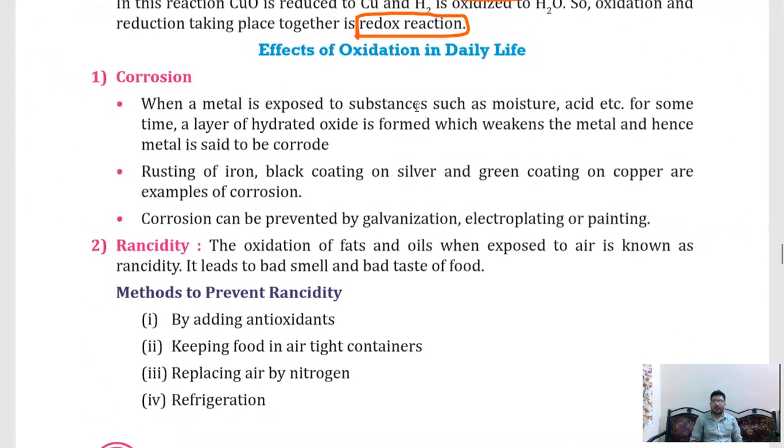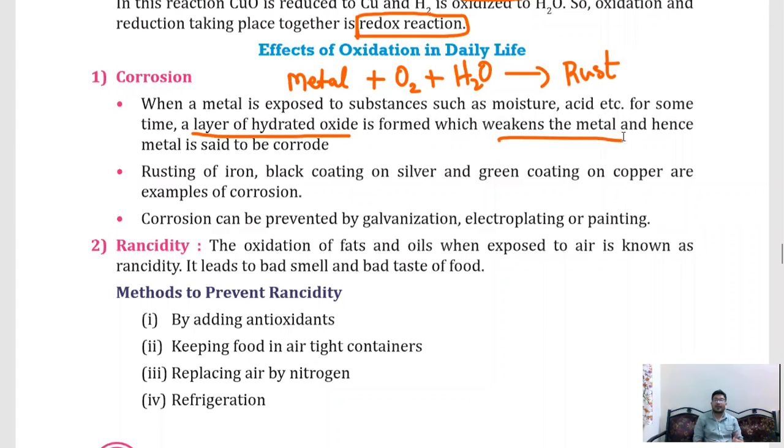Now, effects of oxidation in daily life. Last topic: corrosion and rancidity. What is corrosion? If you take any metal and expose that metal to oxygen, air, moisture, water molecules in the atmosphere, automatically you can find rust. One layer is formed on the metal, and that layer is known as rust. When metal is exposed to substances such as moisture, acid, or oxygen, for some time a layer of hydrated oxide is formed, which weakens the metal strength. Hence that metal is said to be corroded.